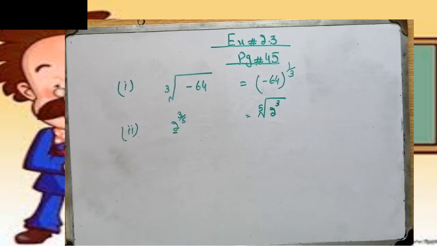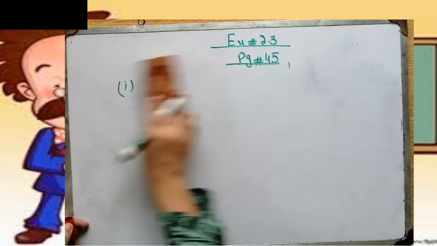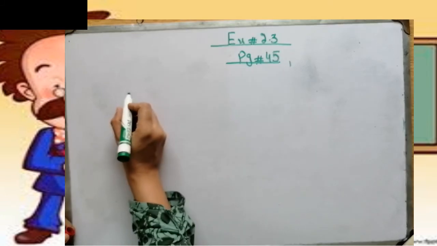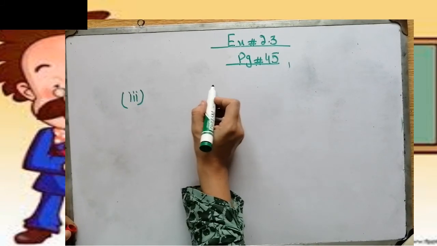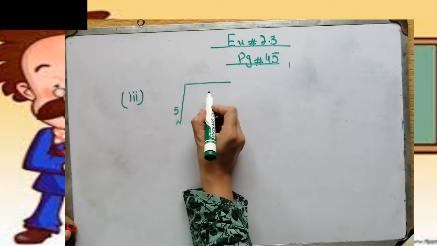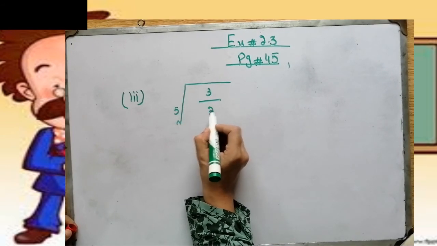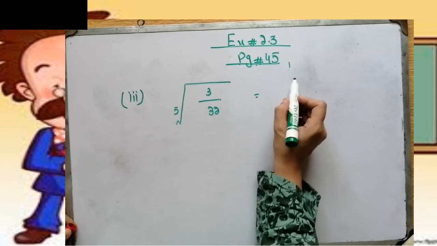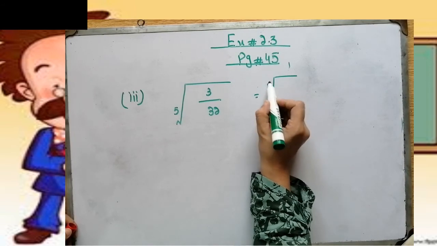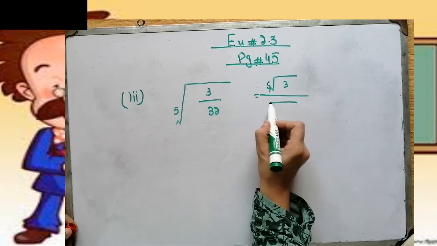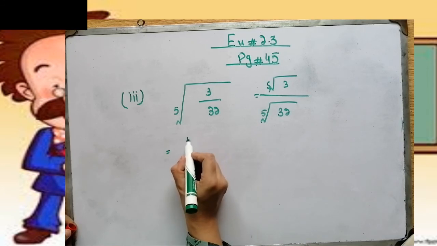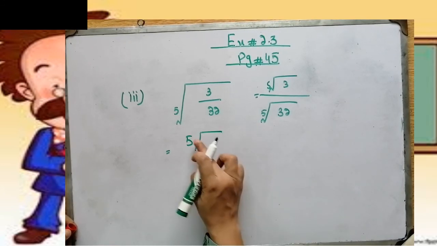Okay, now I will do only one part, part 1 or part 3. Okay, come to part 3. Part 3 is a different part. The fifth root of 3 by 2. This is a fraction. So we can apply the fifth root on both numbers separately. So the fifth root of 3 can be written just like this. The fifth root of 3 cannot be simplified further.